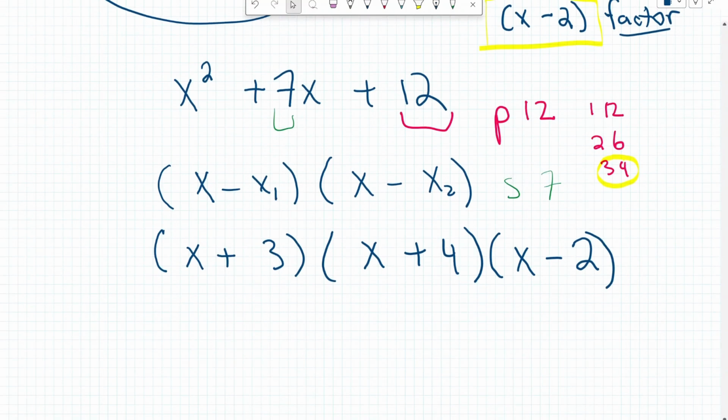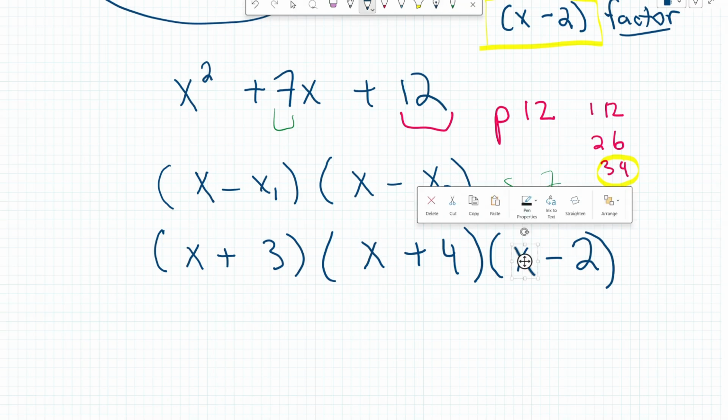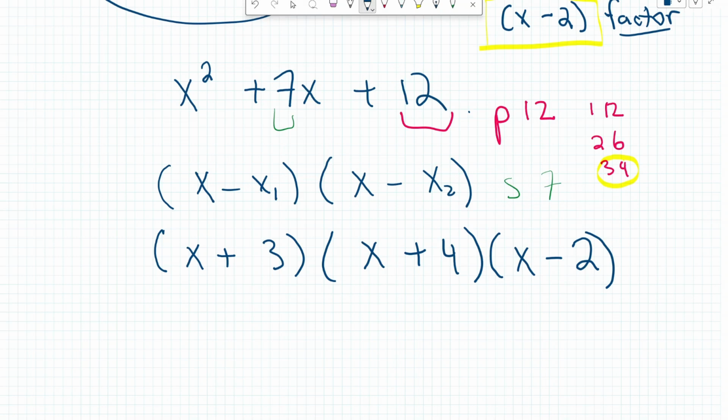We took this seemingly difficult looking cubic polynomial and we factored it with ease using synthetic division and also using our previously learned techniques about quadratic factoring.